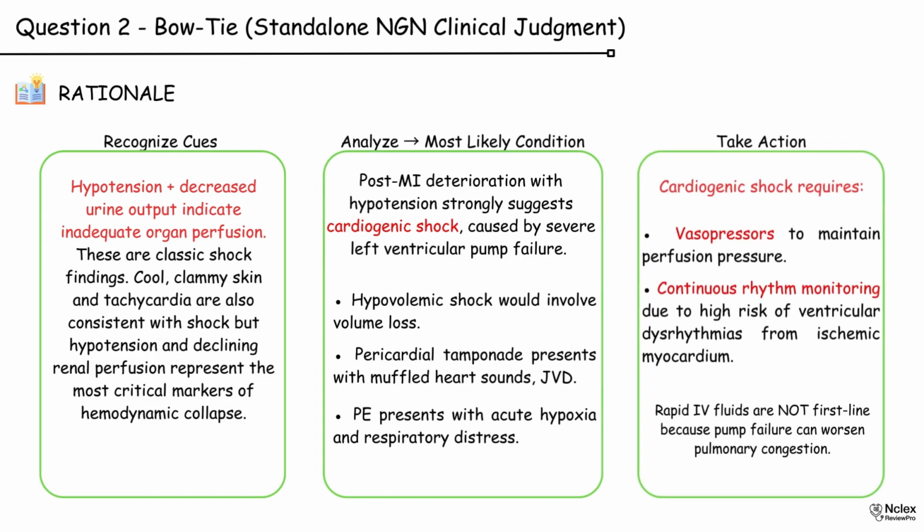Now take action. In cardiogenic shock, the problem is not volume depletion. The problem is impaired contractility. Rapid intravenous fluids can worsen pulmonary congestion in a failing left ventricle. Instead, the nurse must anticipate vasopressor or inotropic therapy to support blood pressure and perfusion. Continuous cardiac rhythm monitoring is critical because ischemic myocardium is electrically unstable and at high risk for lethal ventricular dysrhythmias.